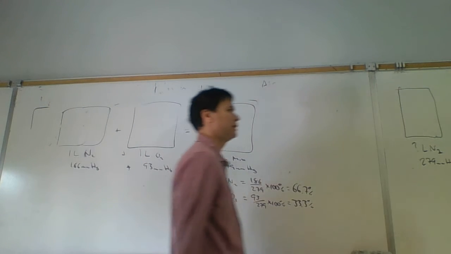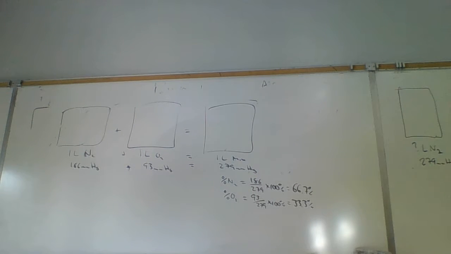Okay, so how many liters? Well, how many liters total mixture do I have? 1 liter. Out of that 1 liter, what percentage is nitrogen? 66.7. So this is going to be 0.7 liters of nitrogen, or 0.67 liters, or 0.667 liters of nitrogen. I'm just going to keep the numbers simple. 0.7 liters of nitrogen at 279, and so this has got to be 0.3.